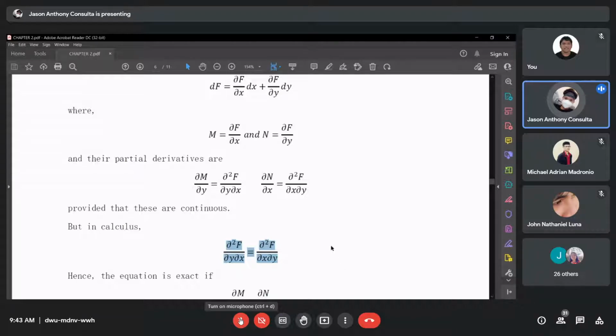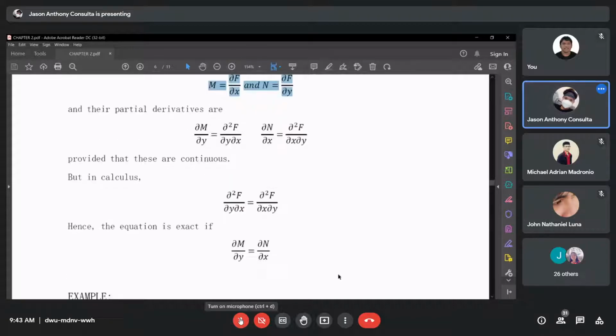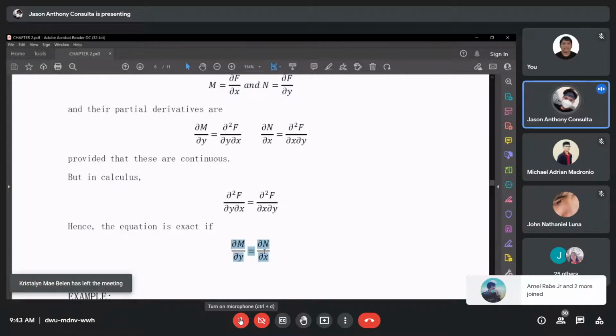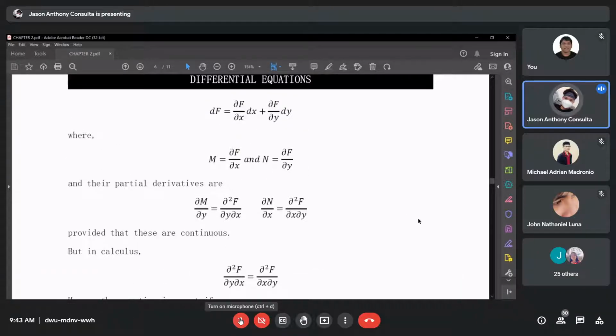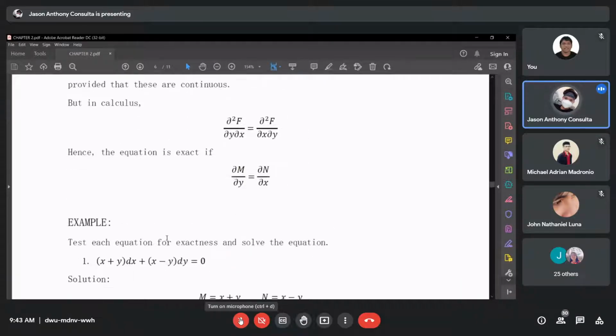So, the equation is exact if, okay, yung mga tatandaan nyo ha, tandaan yan. So, the equation is exact if the partial differential of M with respect to y is equal to the partial differential of N with respect to x. So, yun yung unang gagawin natin sa problem. Ipoprove natin na equal itong dalawa. Using yung mga sabi kong tandaan na formula. So, ito yung step-by-step niya sa example.